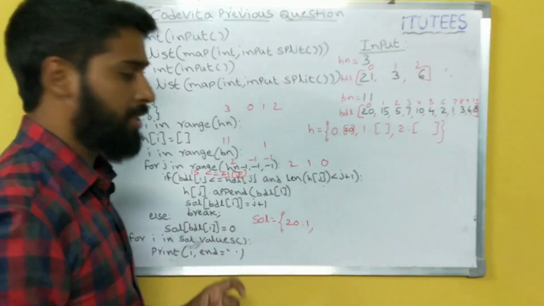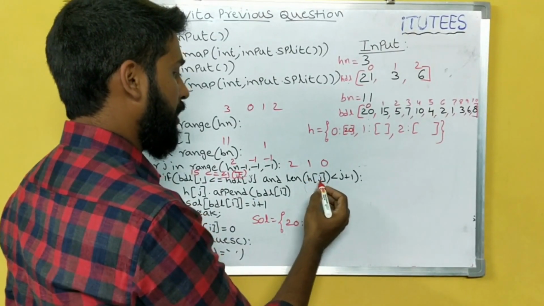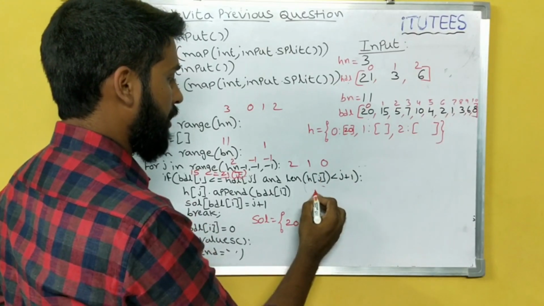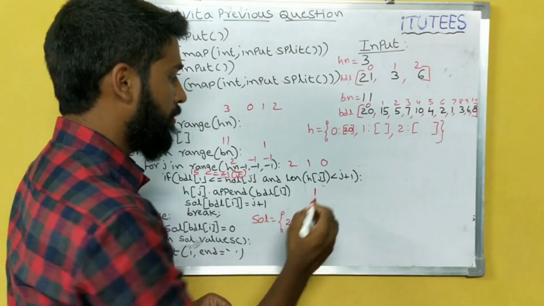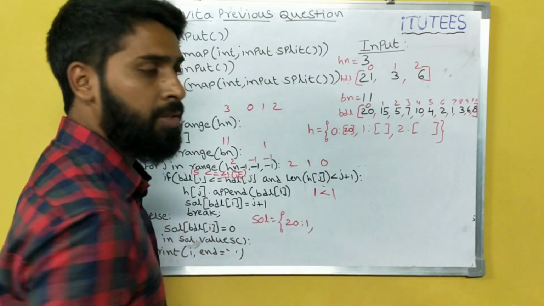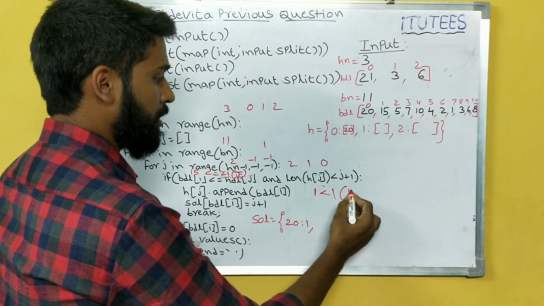So we go to the next condition. So what is the length of h of j? What is the j value? 0. H of j means 1. Length of the h of j equals 1. Less than, what is the j value? 0 plus 1, 1. 1 less than 1, false.